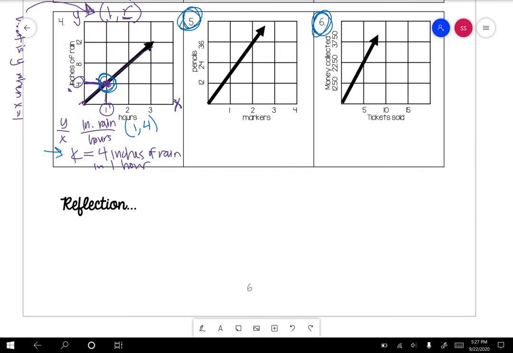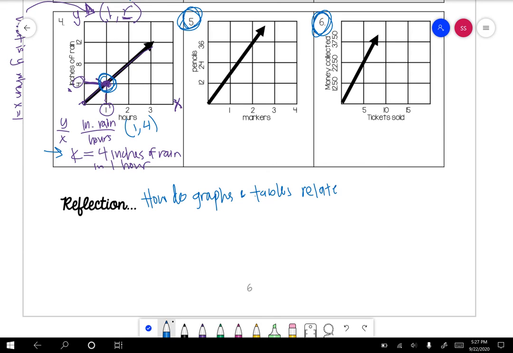I do want you to have a reflection question here. What I want you to answer is: how do graphs and tables relate in this lesson? So you could talk about the points on it, the pairs, you could talk about unit rates, anything you want, as long as you're answering that question in a full sentence. Okay.